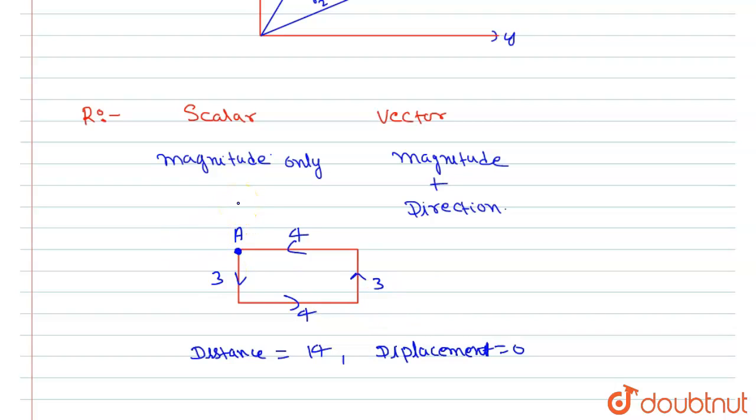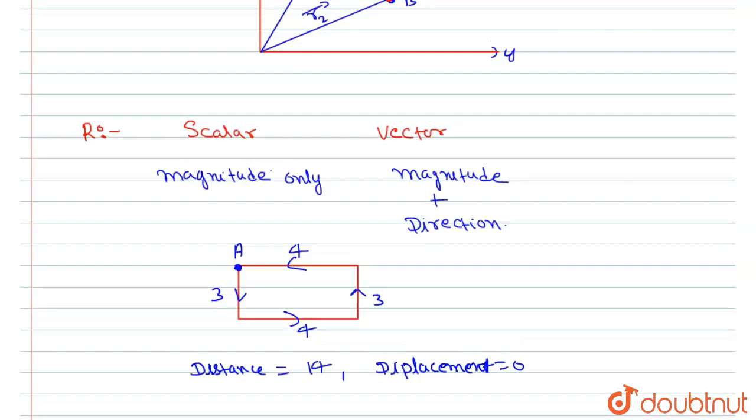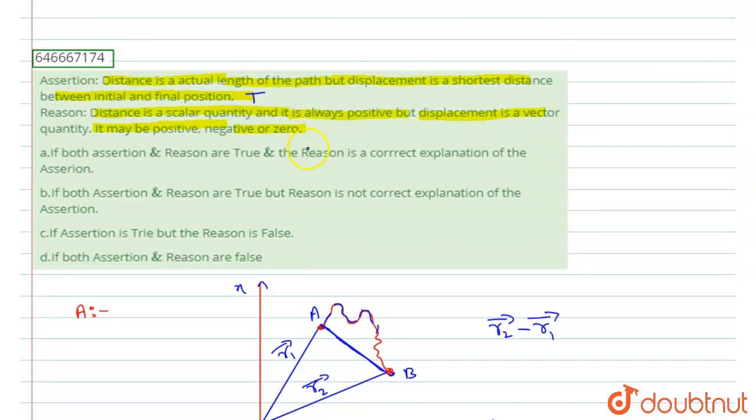So that's why it is positive. So we can say this reason is also correct and true, but the reason is not the correct explanation of the assertion. That's why B is the right option for this question. Hope this answered your question.